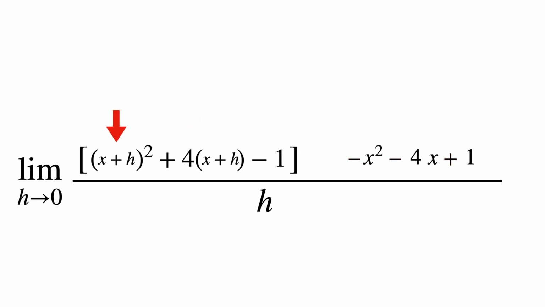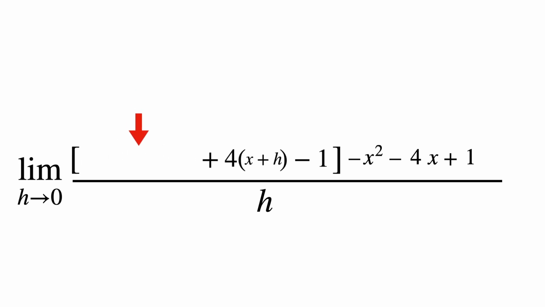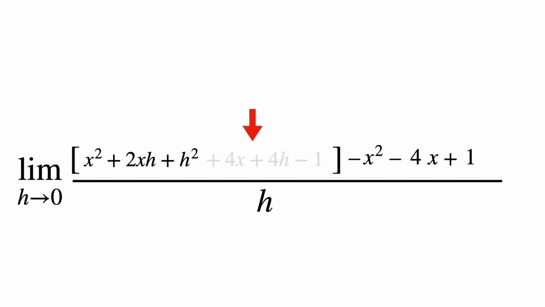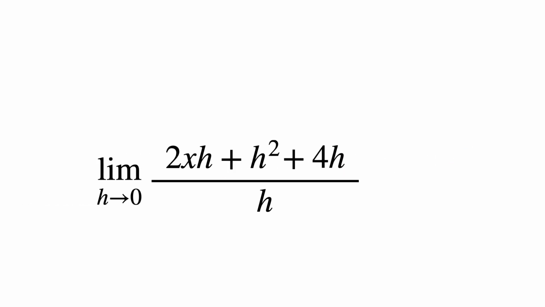Then I'm going to move on to the left side, and I'm just going to expand this x plus h squared. Next, I'm going to multiply it out. Then I'm going to move over to the right a little bit, and I'm going to distribute this 4. And now we're ready to remove the brackets. Next, we're going to be combining and canceling out like terms. So the x squared and negative x squared are going to cancel out. Next, the 1 and negative 1 are going to cancel out. And lastly, the 4x and negative 4x are going to cancel out. So we're going to remove those and clean it up.